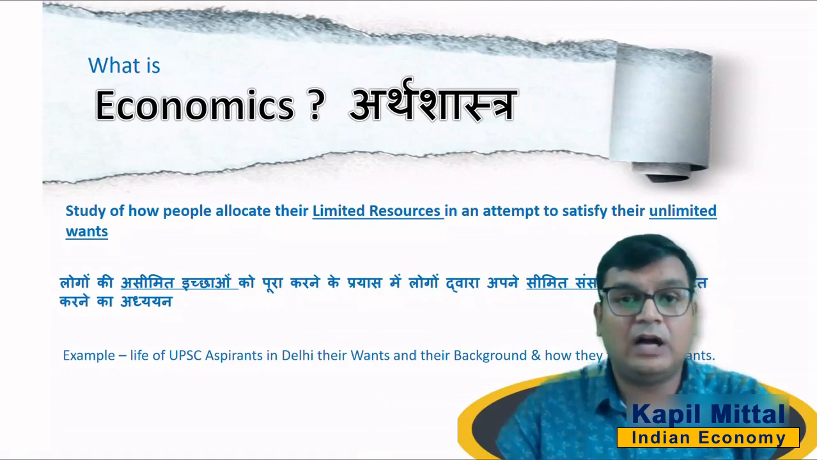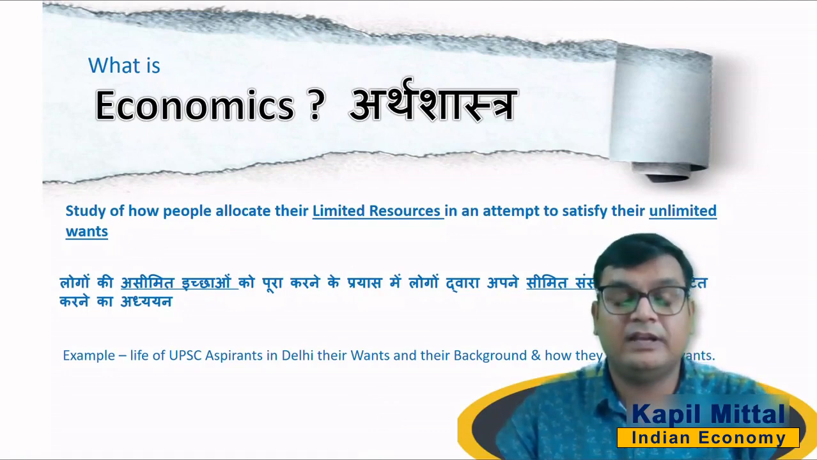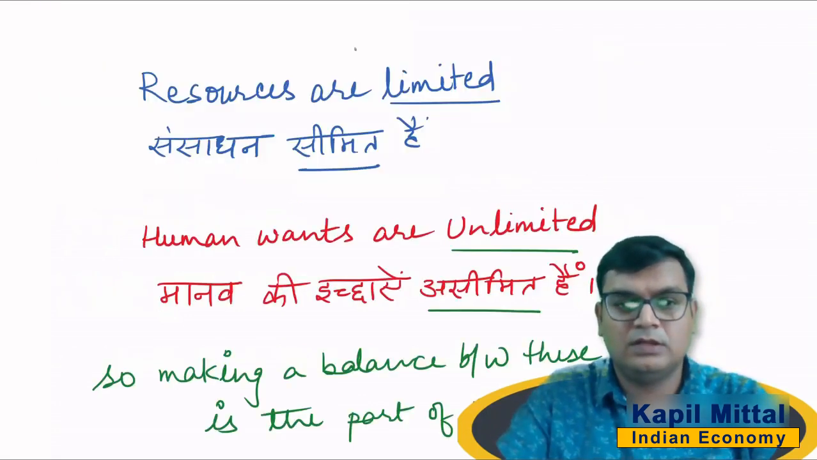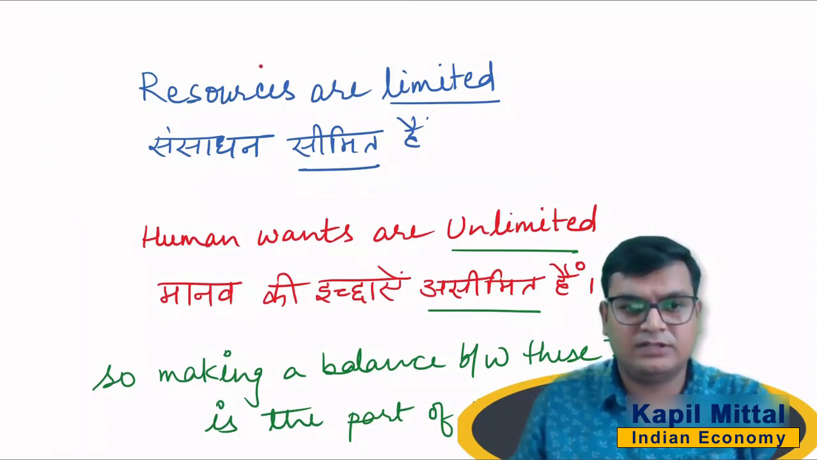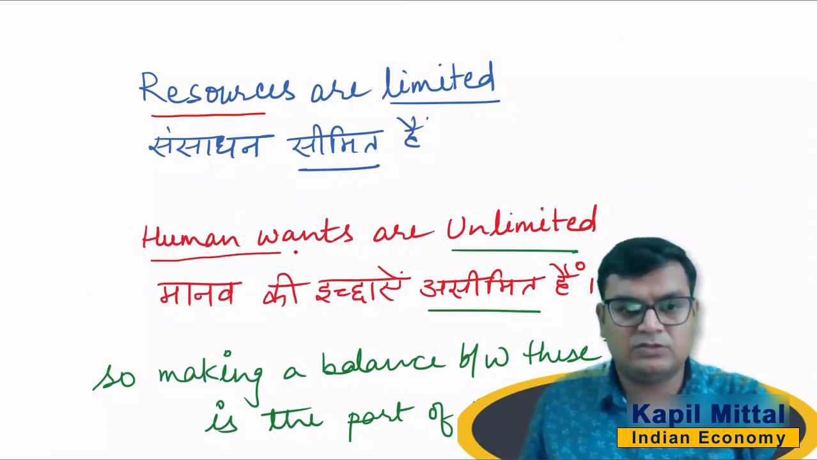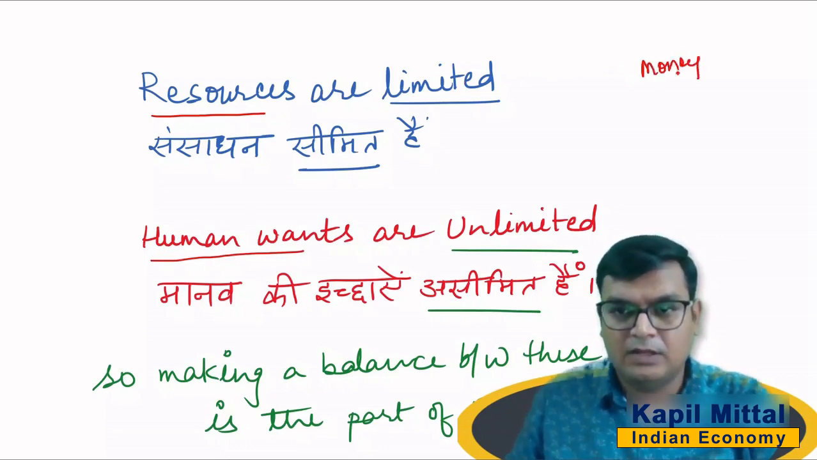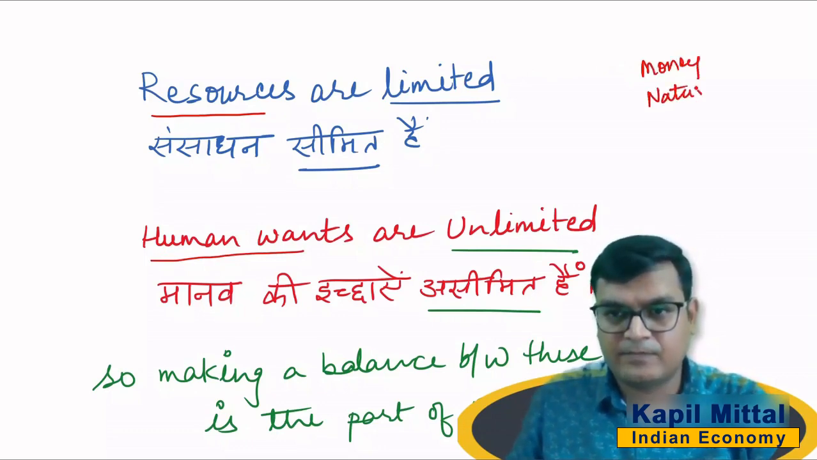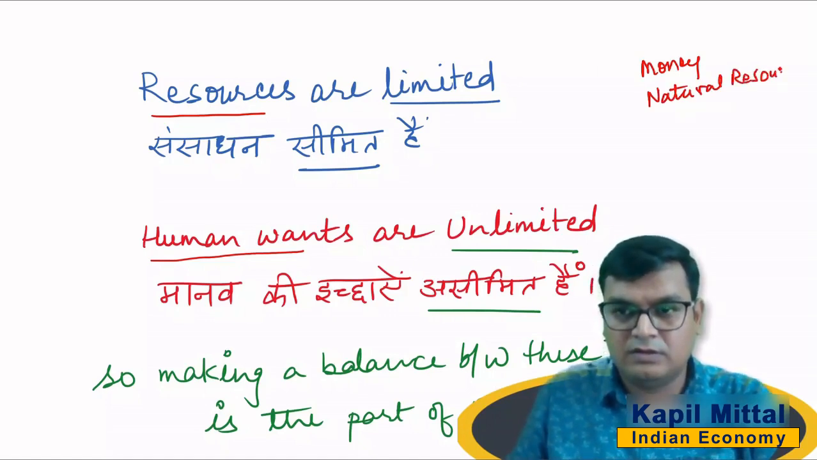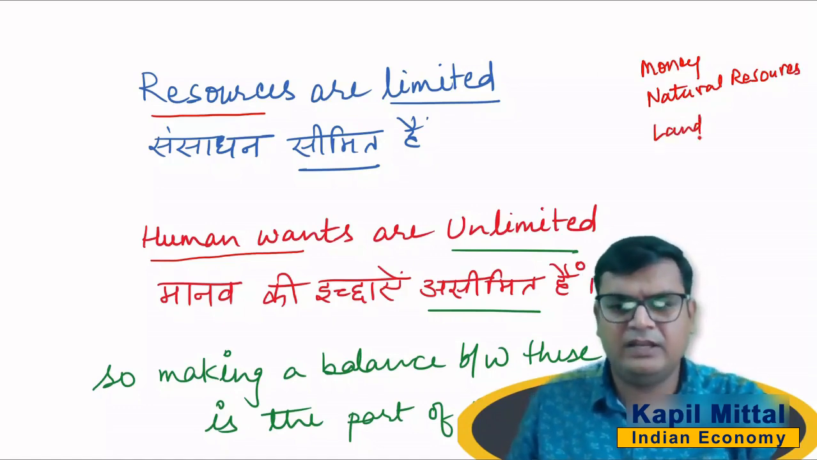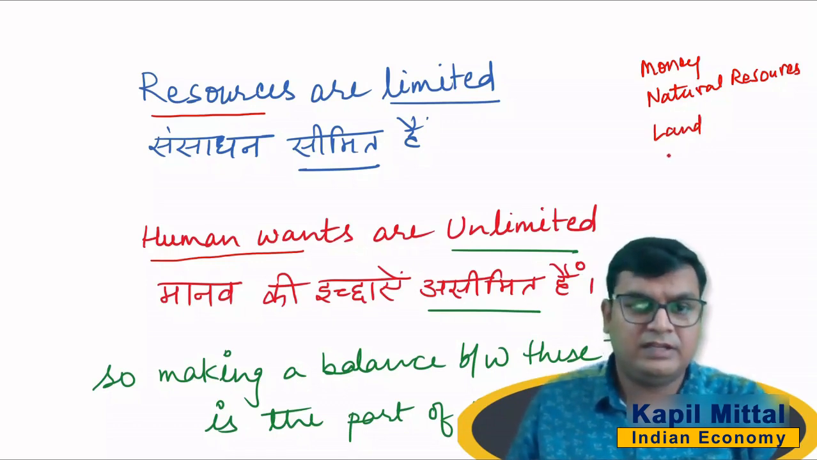The study of how people allocate their limited resources in an attempt to satisfy their unlimited wants. So that is economics. First of all, we will see the relation between resources and human wants. We will see that resources are very limited. Resources like money, natural resources, land, or any other thing like a TV, fridge, diesel, petrol, a mobile recharge, anything it can be.